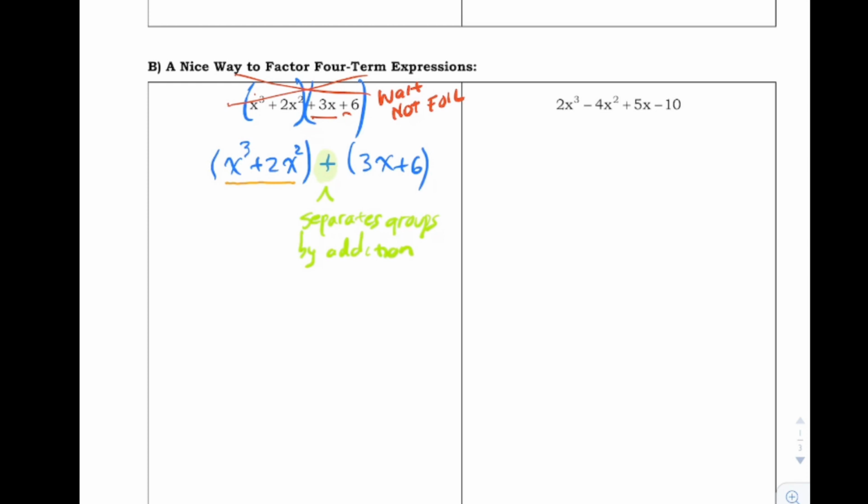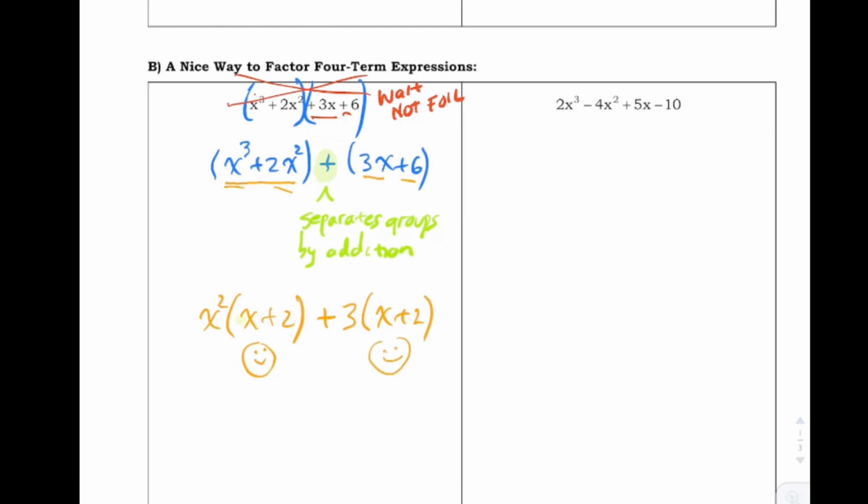Notice both of these terms, the x cubed and the 2x squared, both have x squareds in them. So you'd pull that out, and that would leave you with an x plus a 2. Then you come over to the next group, and you say, I got a 3x and a 6. Well, those both have 3's in them. So I'm going to pull the 3 out and have an x plus 2. And then you're happy. You're happy because it worked.